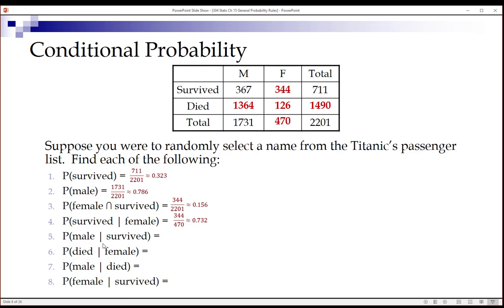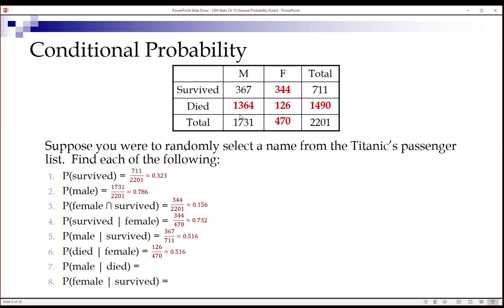The probability that someone's male, given that they survived, we're only going to look at the survivors, which is 711, and the probability that they're male, given that they survived, is 367 over 711. The probability that someone died, given that they're female, once again, we're only looking at the female group, and the number who died was 126 out of the 470. The probability that someone is male, given that they died, well, that's going to be this group right here.